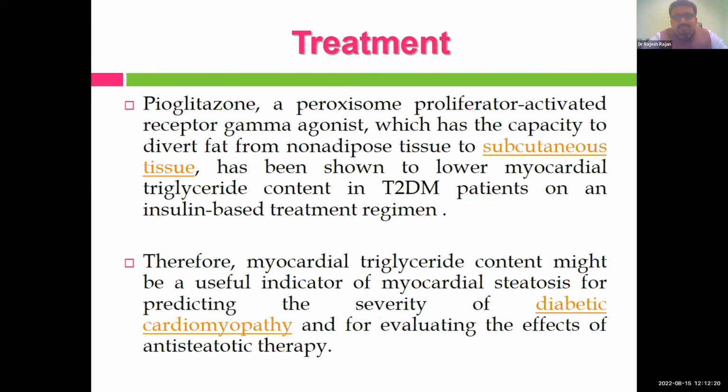So pioglitazone, such a drug, a peroxisome proliferator-activated receptor gamma agonist, which has the capacity to divert fat from non-adipose tissues to subcutaneous tissue, has been shown to lower the myocardial triglyceride content in diabetic patients on an insulin-based treatment regimen. And therefore, the myocardial triglyceride may be a useful indicator of myocardial cardiac steatosis for predicting the severity of diabetic cardiomyopathy and for evaluating the effects of anti-steatotic therapy.